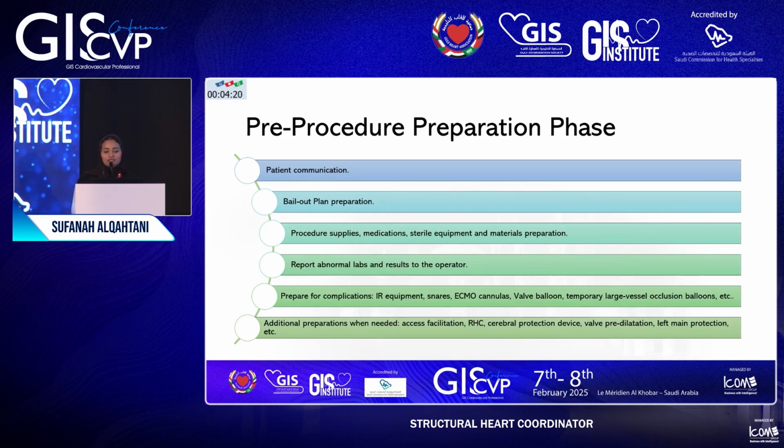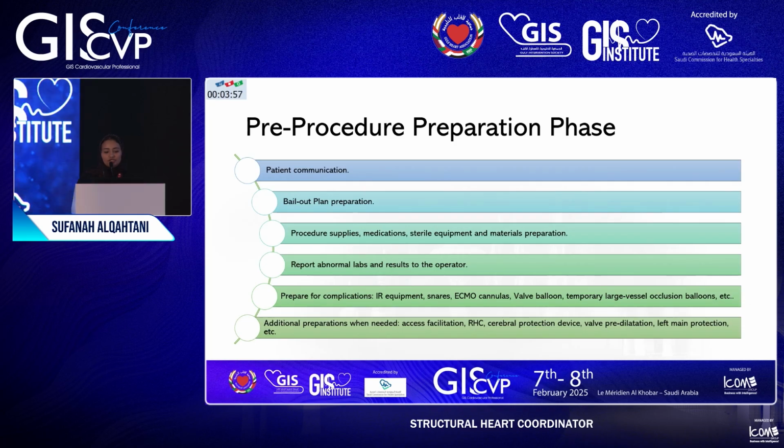The next one is to prepare your bailout plan. Depending on the cardiac surgery consultation, the patient will either need a surgical bailout or an ECMO bailout. If you have a surgical bailout, you need to communicate to OR that they need to be there at the time of the procedure. And if there is an ECMO bailout, you need to communicate it with the perfusionist.